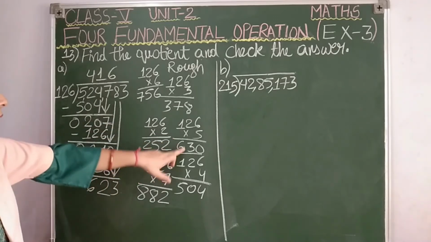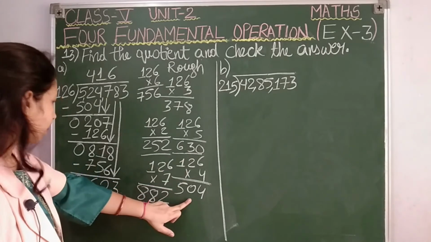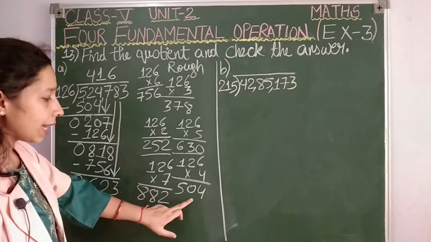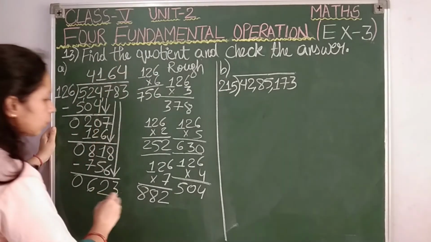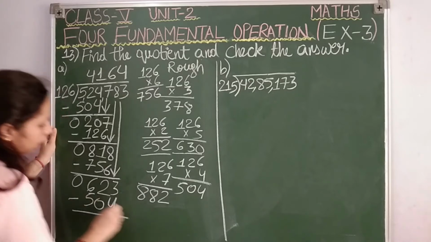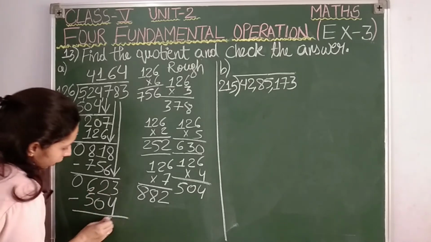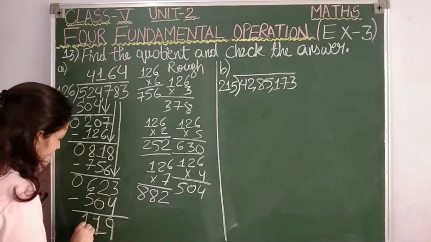Here 126 5s are, we are getting 630, students. That means I can multiply 126 with 4, I'll get 504. So here I am taking 126 4s are 504. Now we will get our remainder, students. So 13 minus 4 will get 9. Here 1 will be left, and 6 minus 5 again 1.